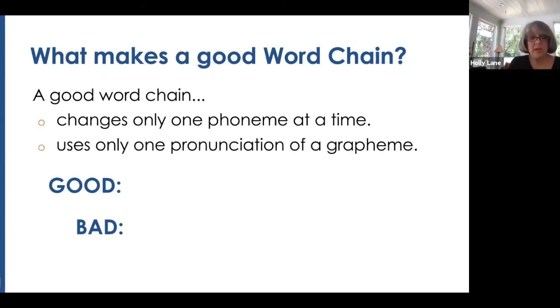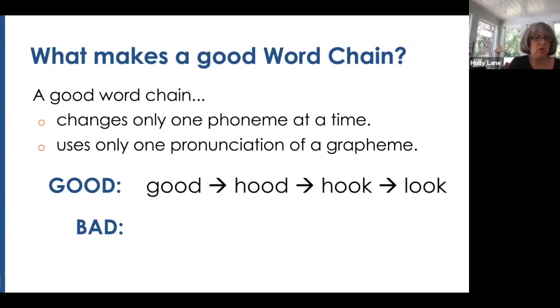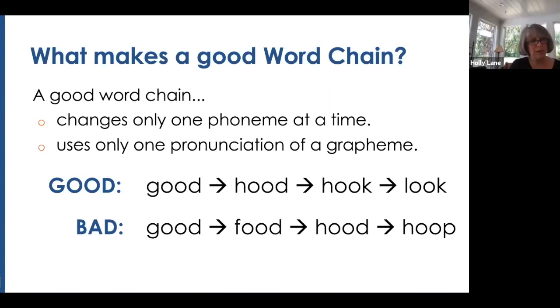A good word chain uses only one pronunciation of a grapheme. So a lot of graphemes are associated with multiple phonemes, and sometimes a phoneme is associated with multiple graphemes. And you don't want to confuse kids with those things when you're practicing, especially if it's something you've just introduced. So for example, changing good to hood, hood to hook, hook to look would be a good sequence. Changing good to food, food to hood, hood to hoop. You see how I'm changing the sound for O back and forth. You don't want to do that kind of change.